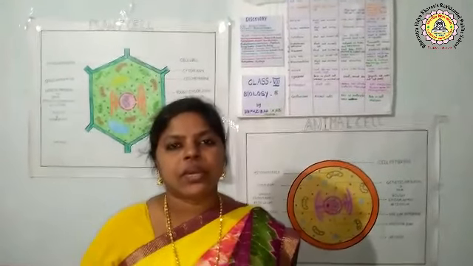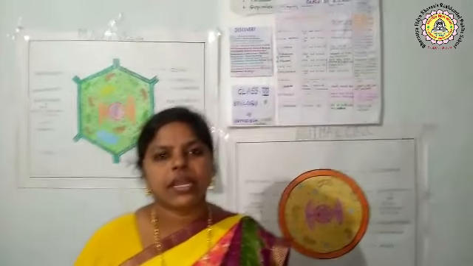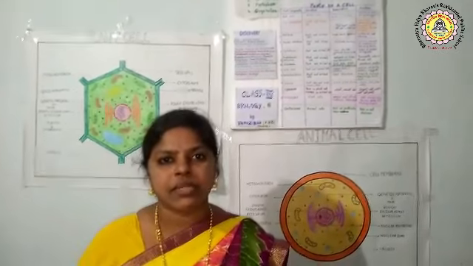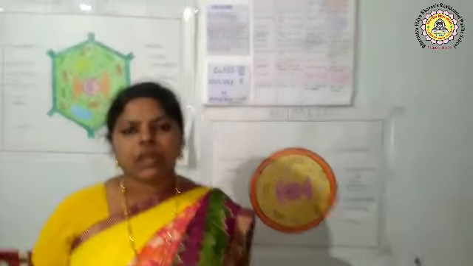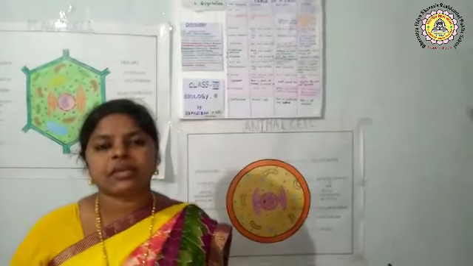The largest cell is the ostrich egg. Its size is 170 micrometer in length and 7 centimeter in diameter. The longest cell in our body is the nerve cell or neuron. Its size is 1 meter or 2 meters long. The smallest cell is Mycoplasma gallisepticum. Its size is 0.1 to 0.5 micrometer.